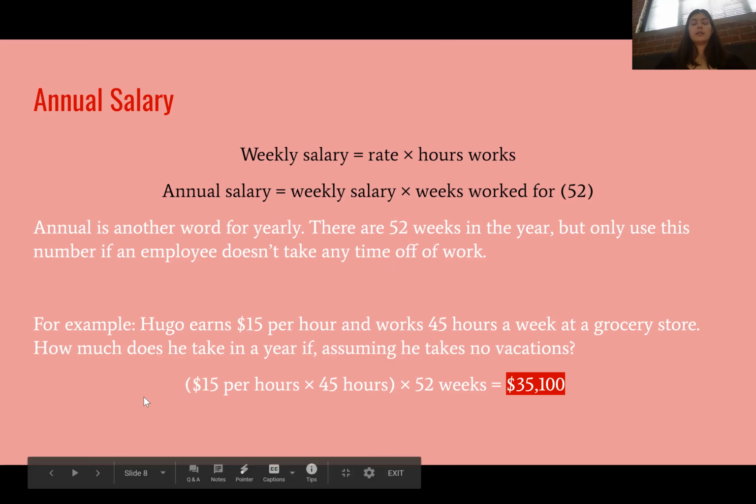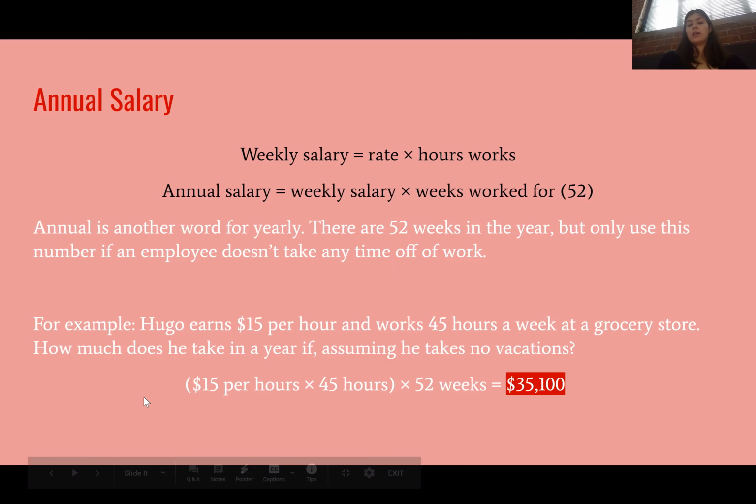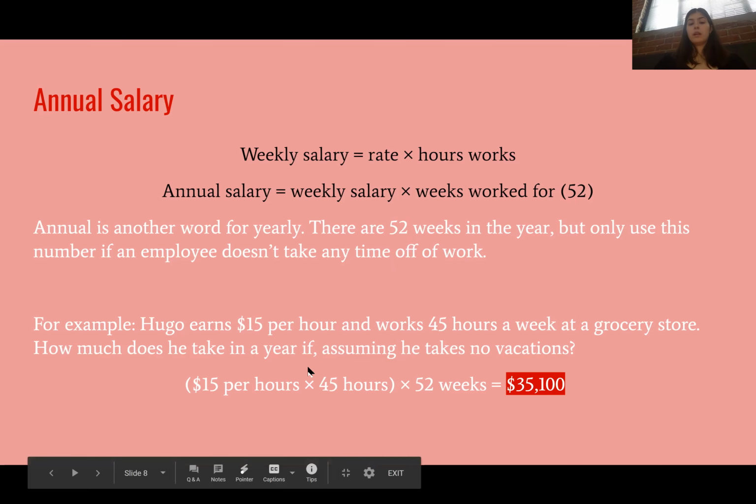All right, let's take a look at an example. So Hugo here, he earns $15 per hour, and he works 45 hours a week at a grocery store. All right. How much does he make in a year if he takes no vacations? All right. Well, again, we're going to find the weekly salary. So here's the weekly salary right here. His $15 per hour times 45 hours, right?